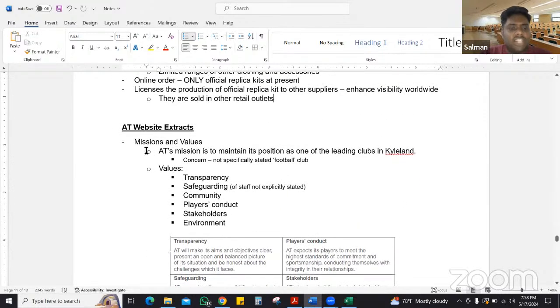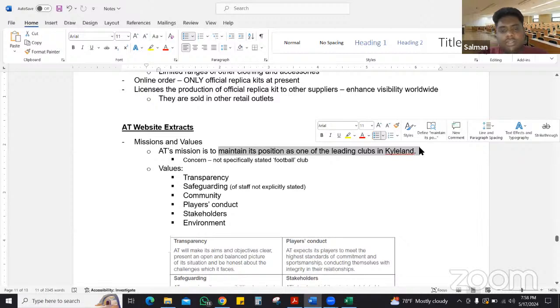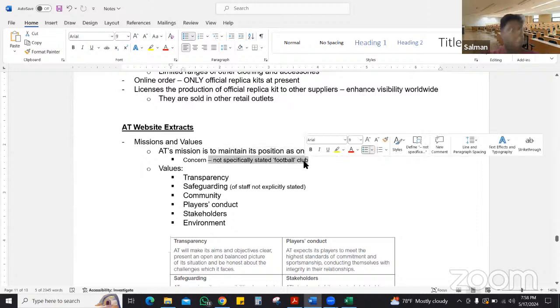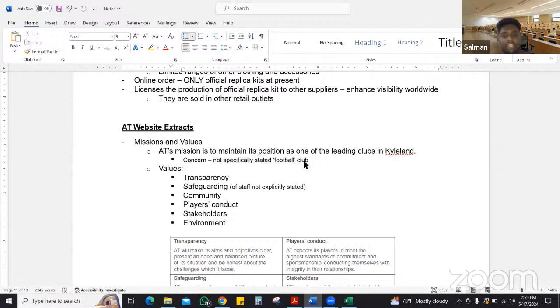AT website extracts, they have given the mission and values. AT's mission is to maintain its position as one of the leading clubs in the league. So there are 2 problems here. One concern is that it is not specifically stated as football. They have not specifically stated whether they are focusing on football alone, or they might diversify into other sports. That is another problem, that it's vague.